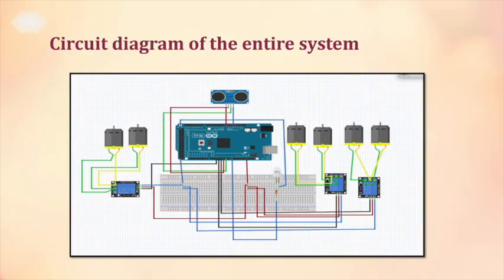If there is no obstacle, the model can continue to move forward. Next, we move on to the circuit diagram of the entire system. Clearly, we can see that we have used 6 DC motors and 3 relay modules. Since one relay module connects to 2 DC motors, we have had to use 3. And we assemble the connections using a breadboard. And lastly, we have an ultrasonic sensor to calculate the distance between the obstruction and our bot.